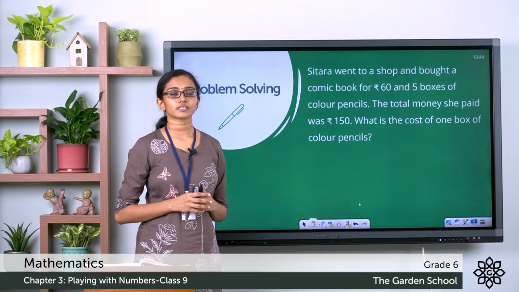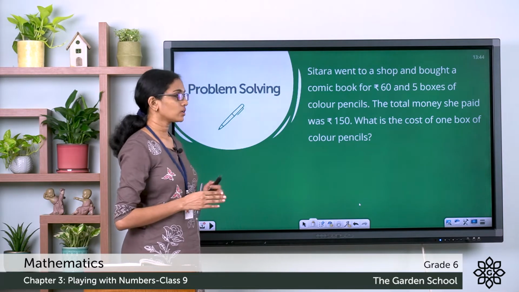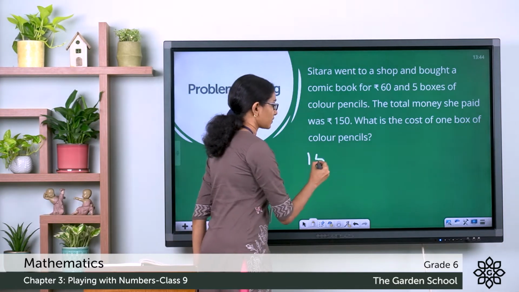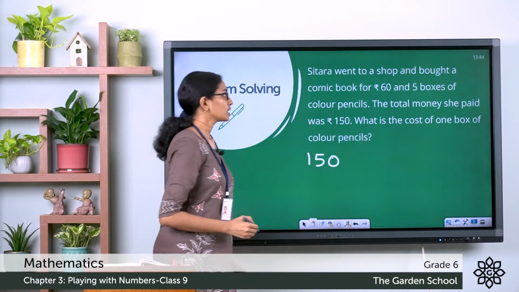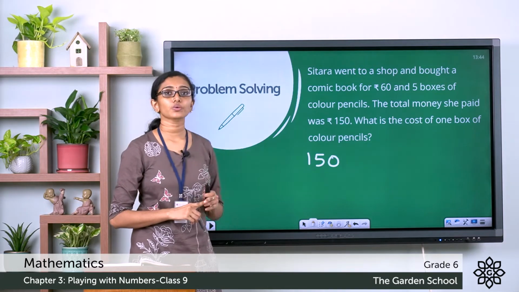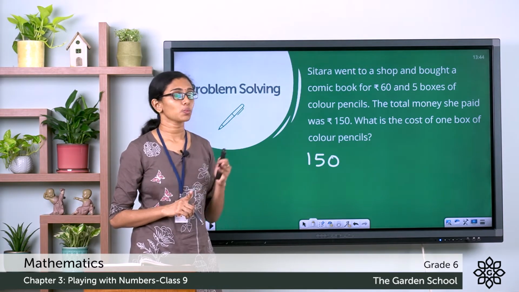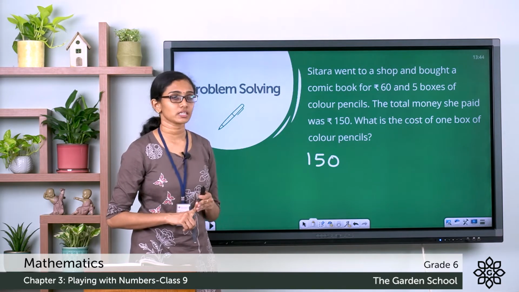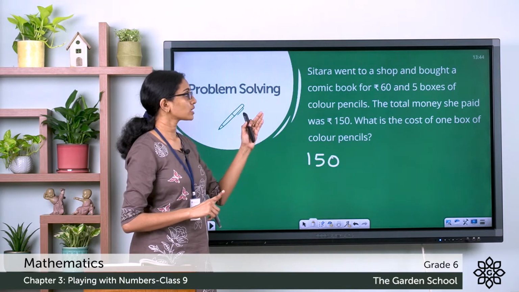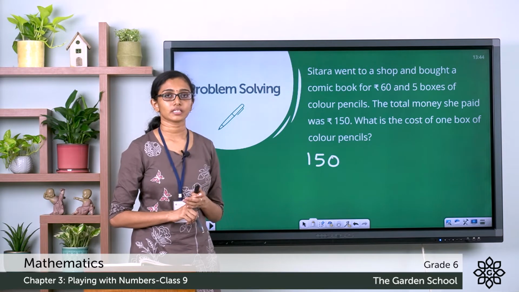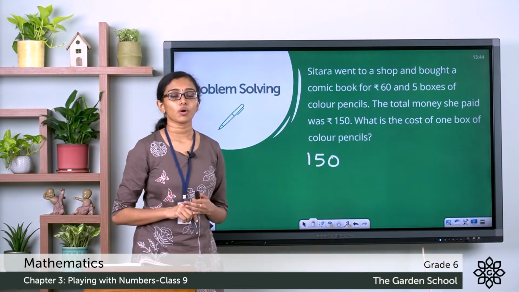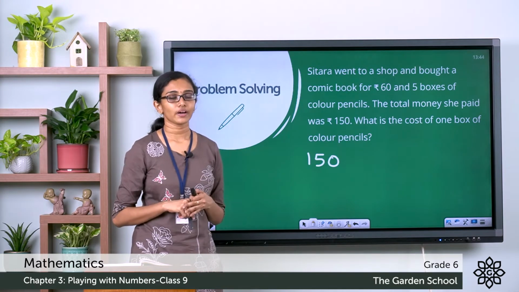Now how do we solve this? So we know Sitara paid a total of 150 rupees. Now we are given the cost of one comic book, and what is it? 60 rupees. And it is also mentioned in the question that she also bought 5 boxes of color pencils. We are asked to find out what is the cost of one box of color pencil. How do we find it?